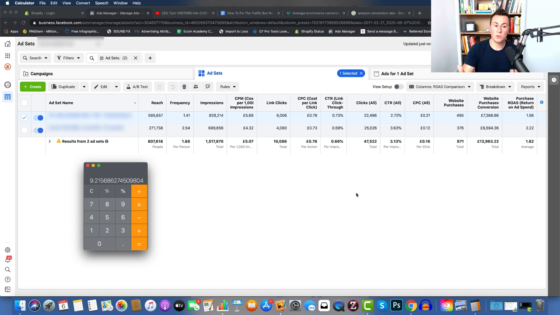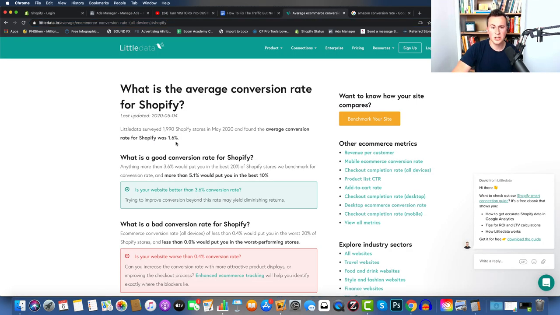Now, why that might seem quite high in comparison to this particular website, Little Data, what you've got to consider is that we don't know what Shopify stores these guys have taken this average conversion rate from. For stores that get a majority of organic traffic, obviously the conversion rate is going to be a lot lower. And the reason being, with organic traffic, you can't control the targeting, versus paid marketing, whereas with Facebook ads, you can be very specific with the audience you're targeting. So you would expect it to be higher quality traffic and therefore convert at a higher percentage as well.